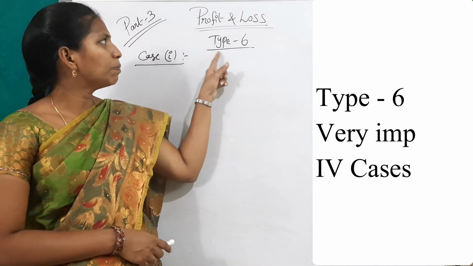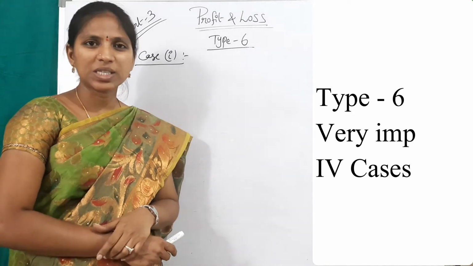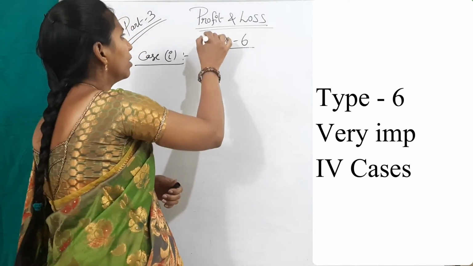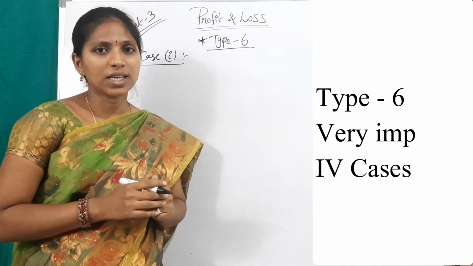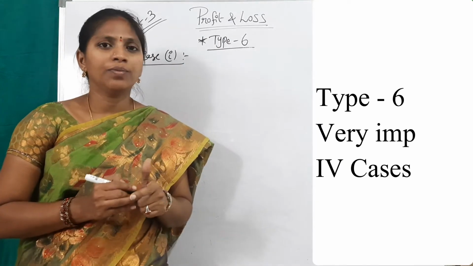Now coming to type 6 in profit and loss account. This is very important type. In this type there are 4 cases. First see case 1.